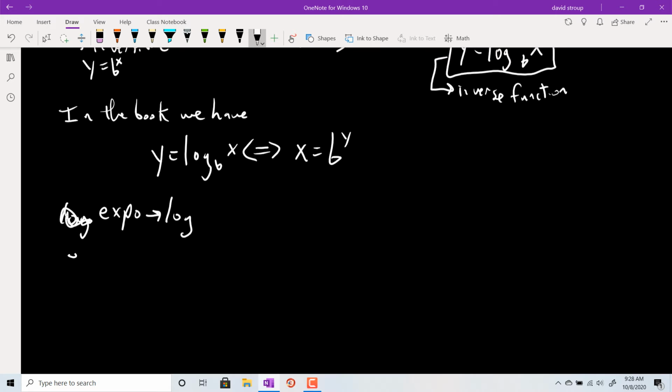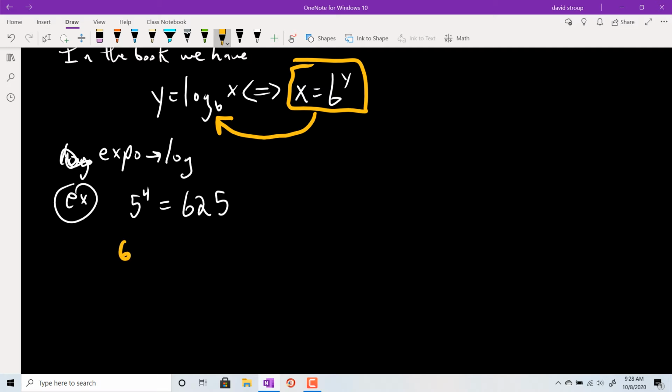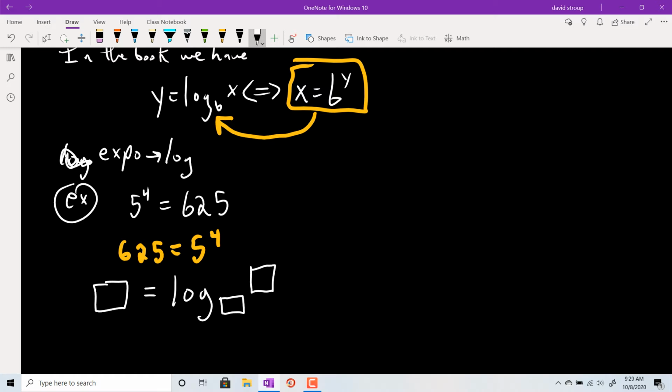Okay, so for example, we have something like 5 to the 4th equals 625. So you can try to put it into this form and then go over to this form, right? So rewriting it, it's 625 equals 5 to the 4th. So if I put it into the logarithm here, I have some y equals log of something and then something, right? And what are those somethings?